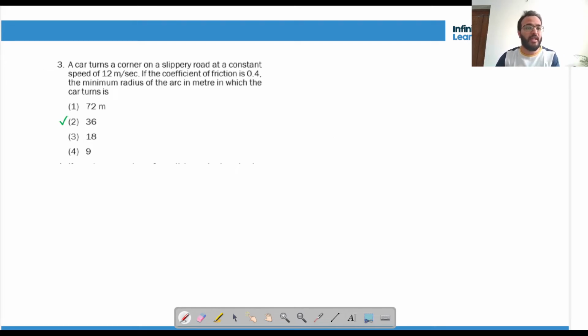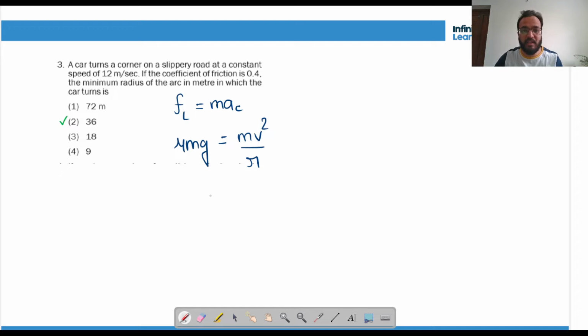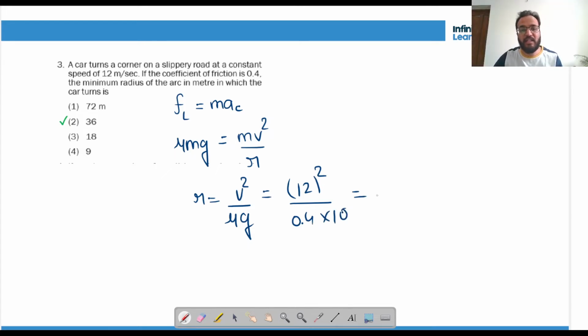Got it? Third question. A car turns a corner on a slippery slope at a constant speed 12 meter per second. Okay, if the coefficient of friction, see here, the frictional force is providing the necessary centripetal force. So you will say frictional force limiting value mu mg is equal to mv square by r. So r is equal to v square by mu g. Now you can put the value 12 whole square upon 0.4 into 10. I guess you will get the right answer, exactly 36 meters.